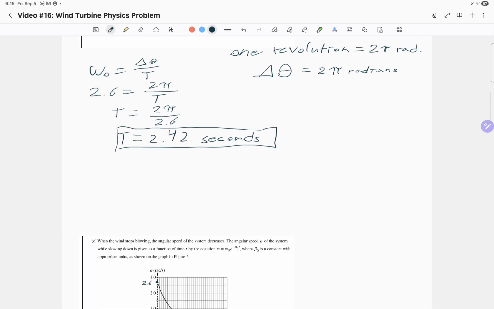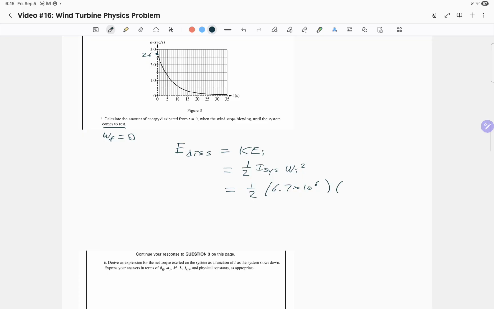Times 10.6 times 10^6 kilograms meter squared. Weird unit. Times 2.6 squared. Now, if you work this out, let me use my calculator here. Unfortunately, my actual calculator died, perfect timing, so I have to use my horrible phone calculator. 10 to the 6 is a million, so I'll just type out a million times 2.6 times 2.6. You get that answer: 2.26 times 10 to the 7 joules.